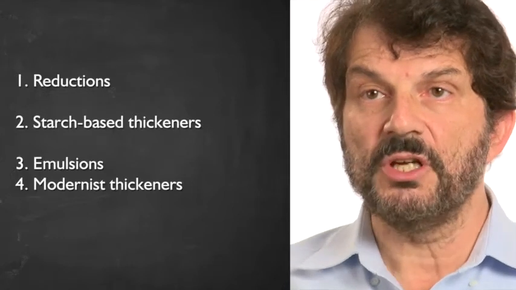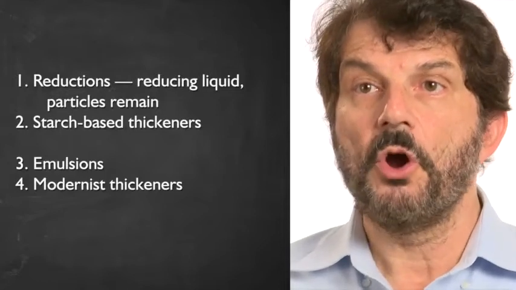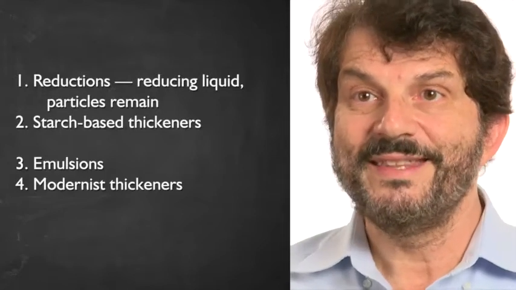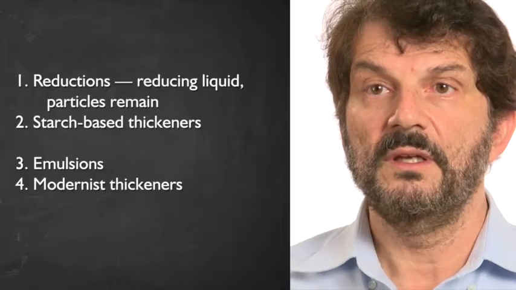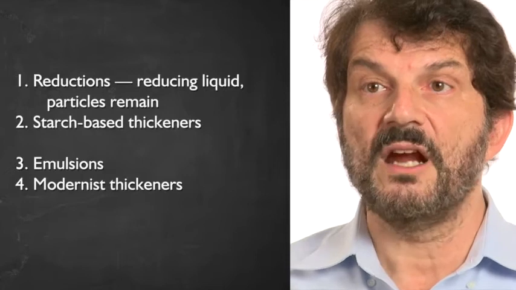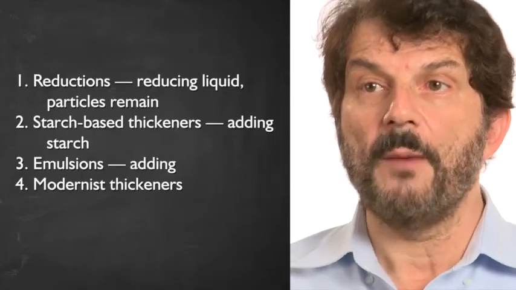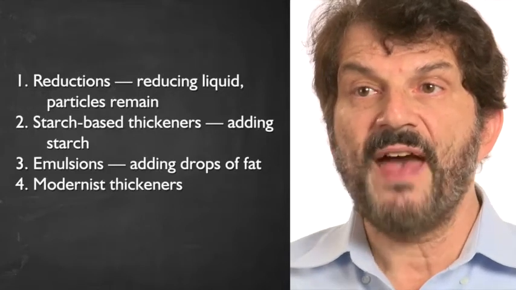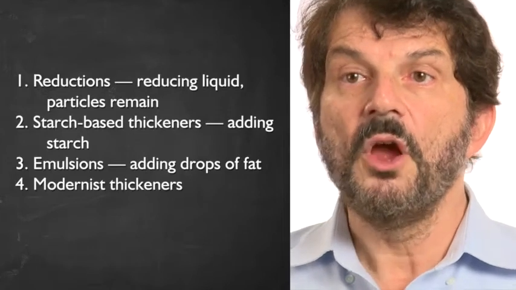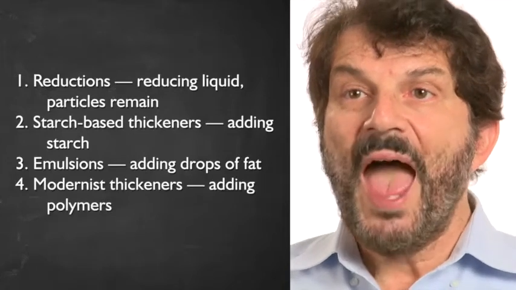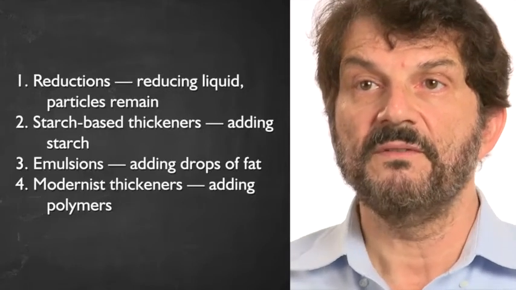In the case of reduction, we're reducing the amount of liquid, and what remains are particles or non-volatile solids. This increases the concentration of the solids in the liquid. In the case of starch, we're adding starch granules. In the case of fat or making an emulsion, we're adding drops of fat. And the drops of fat behave just like particles. In the case of the modernist thickeners, we're adding polymers, and they also have the effect of adding something to the fluid, and this is what increases the viscosity of the fluid.